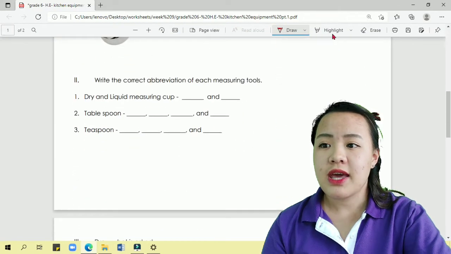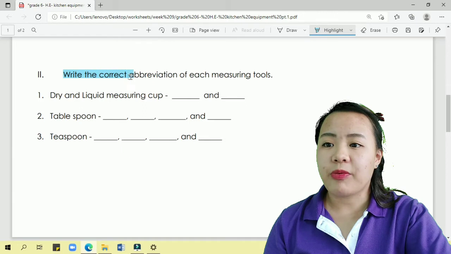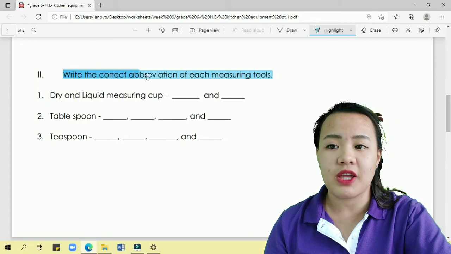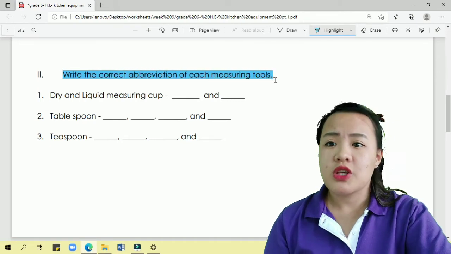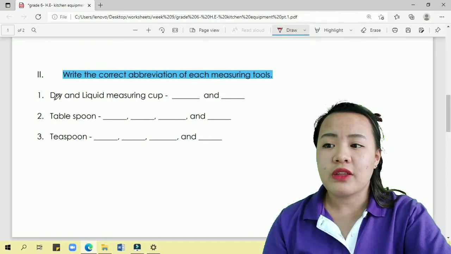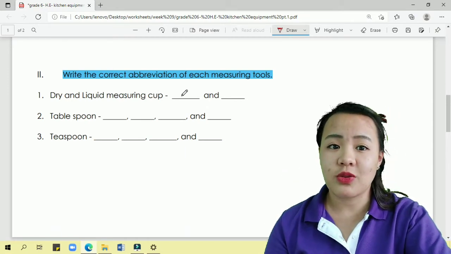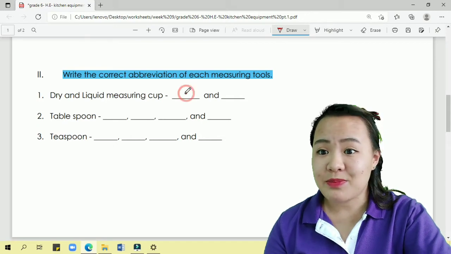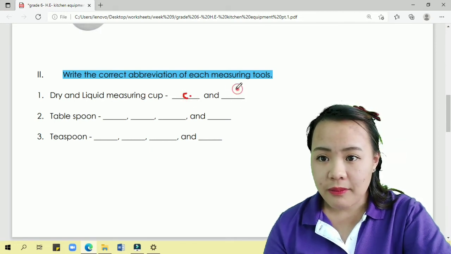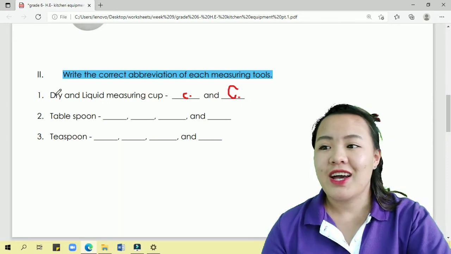Okay, so next, test 2. Write the correct abbreviation of each measuring tool. You're going to write your answer in this blank. What's the abbreviation of dry and liquid measuring cup? I discussed that one a while ago. Let's try to answer. It's either small letter c and a period, or big letter C and a period. Okay, so we've answered number 1.